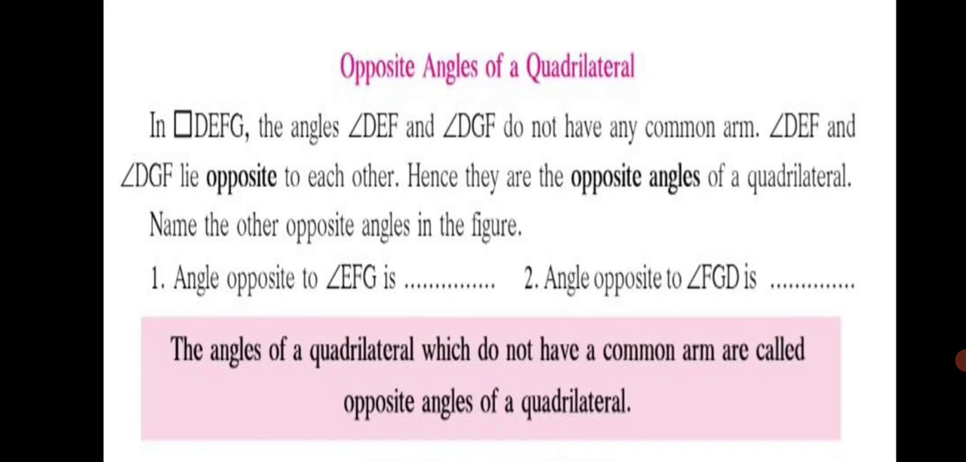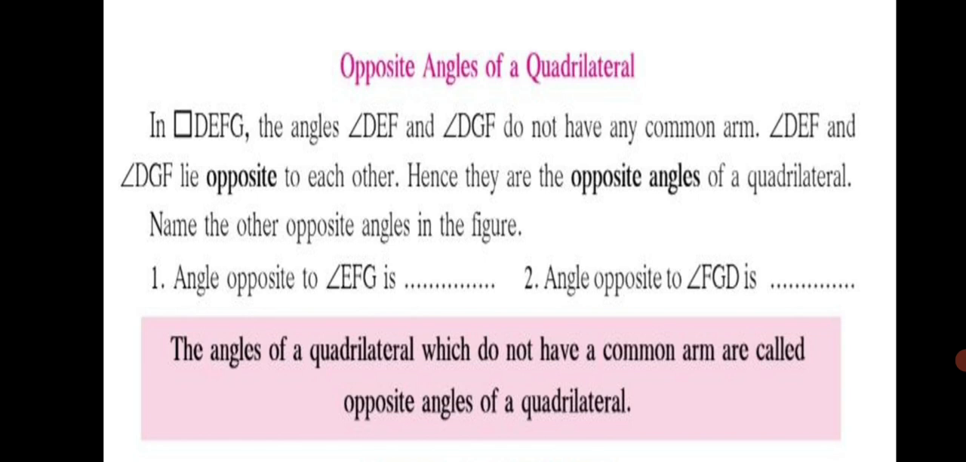Angle opposite to angle EFG and angle opposite to angle FGD. So the angle opposite to angle EFG is angle EDG. And the angle opposite to FGD will be angle FED. So you can do this activity in your textbook on page 83. The angles of a quadrilateral which do not have a common arm are called opposite angles of a quadrilateral.